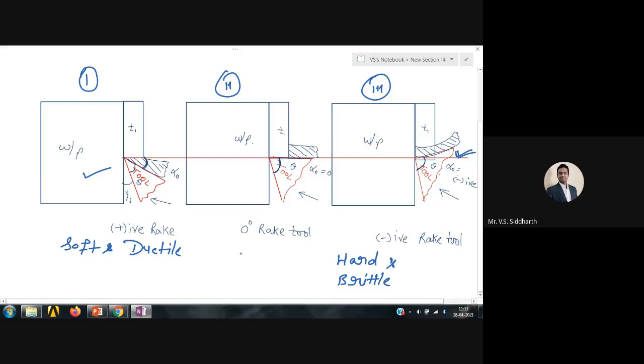And whenever we do intermittent cutting, meaning we are not machining continuously, then we go for a zero rake tool. So for soft and ductile materials, we require a positive rake tool. For intermittent cutting, we go for a zero rake tool. And for hard and brittle materials, we go for a negative rake tool.